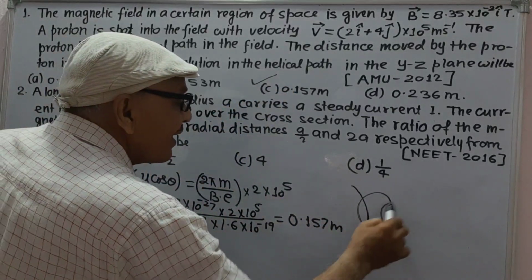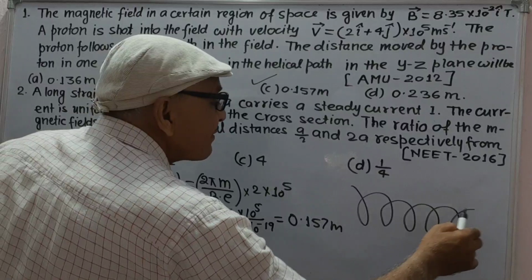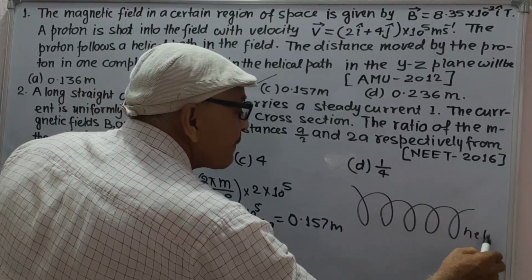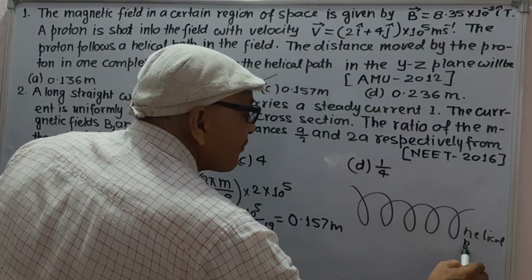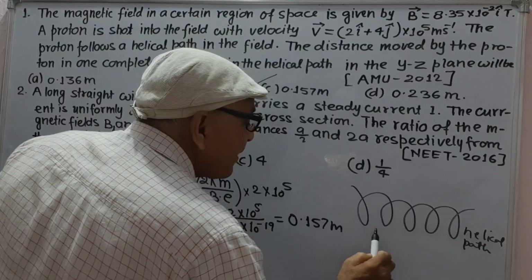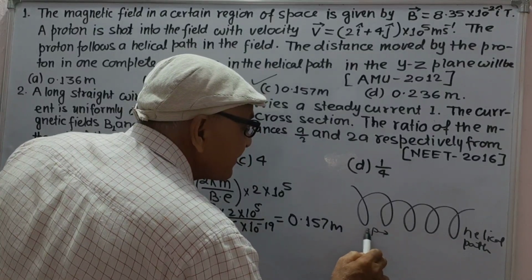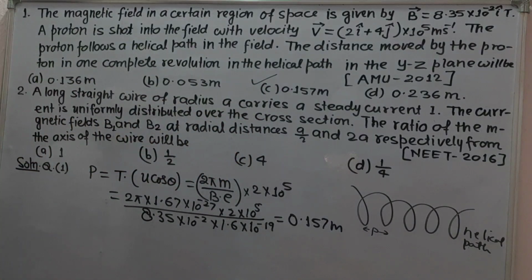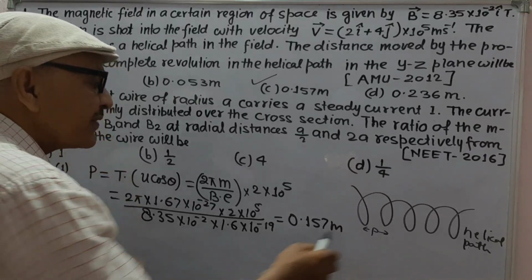This is the helical path. And this is the horizontal distance moved in one complete revolution, which is called pitch.